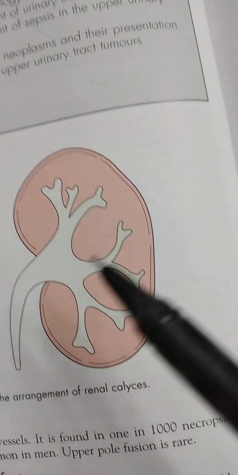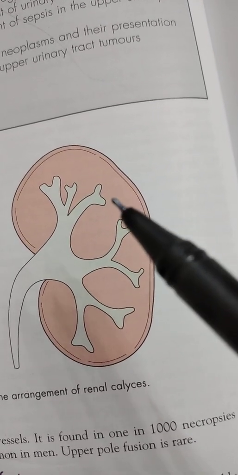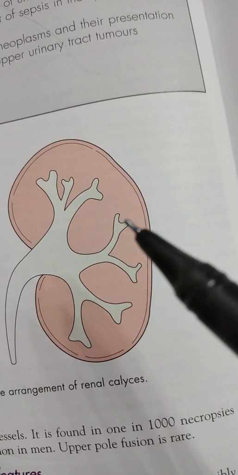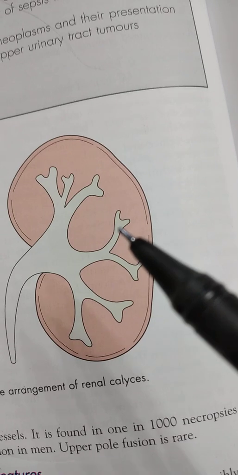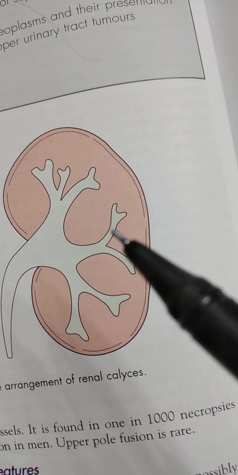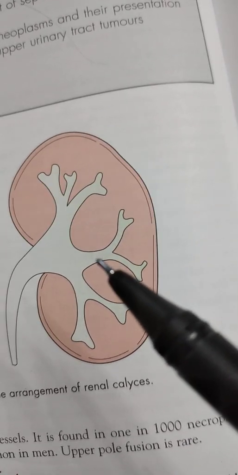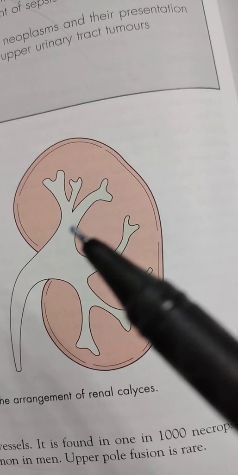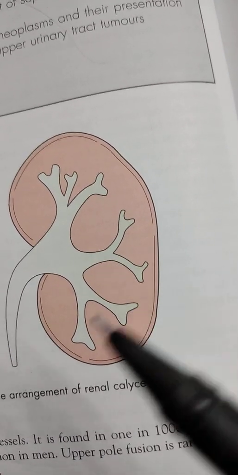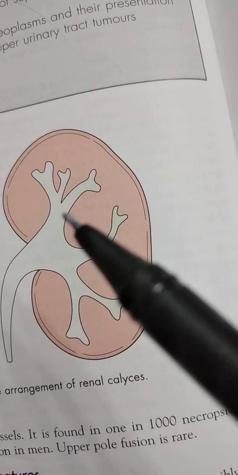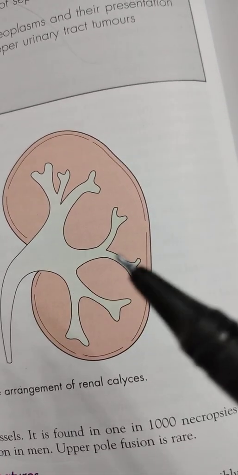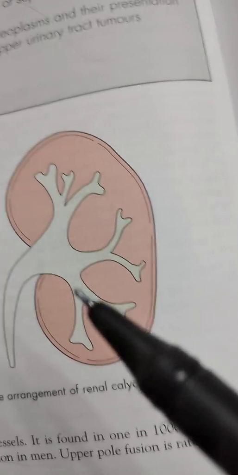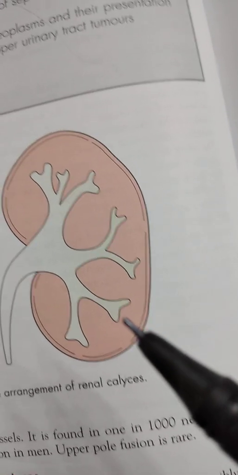So therefore, before the urine is excreted, it comes through the minor calyx into the major calyx. So there are three major calyces: the upper one, the middle one, and the lower one. The upper calyx has got three minor calyces, and the middle one has got two, and the lower calyx also has two minor calyces.